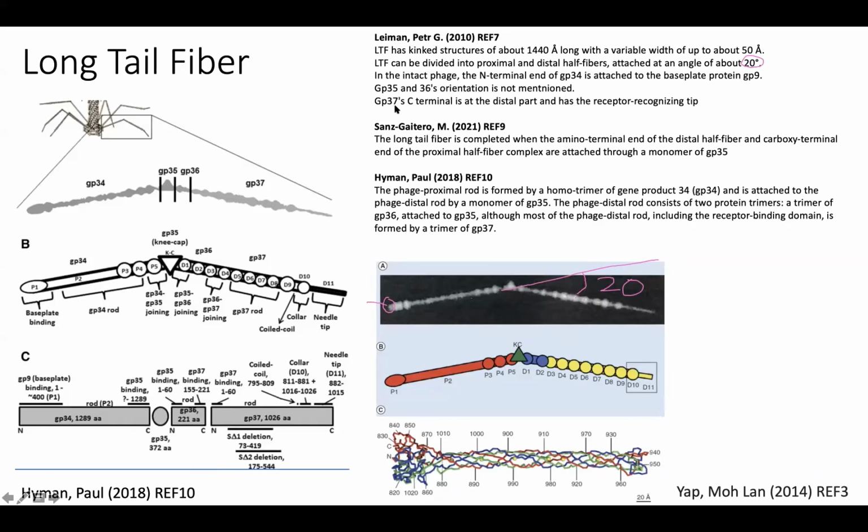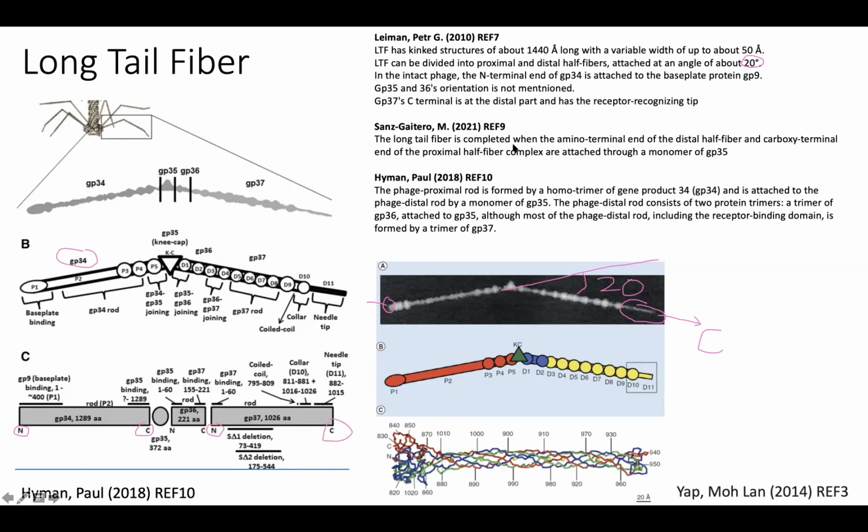And GP37's C-terminal is at the distal part and has the receptor recognizing tip. That's here, which means this side is C-terminal, and all of this above information is consistent with this figure shown by Heyman in 2018, that this is N-terminal for 34. This is C-terminal, and then for 37, N-terminal and C-terminal.